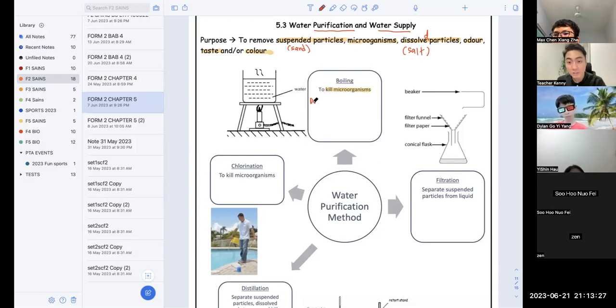So, does not remove suspended particles. Does it remove the salt inside? Does it remove the salt? You boil the water, the salt is still in there, right? So, does not remove dissolved particles.